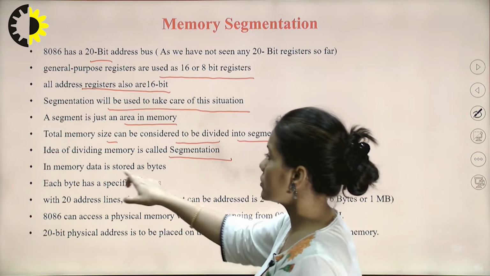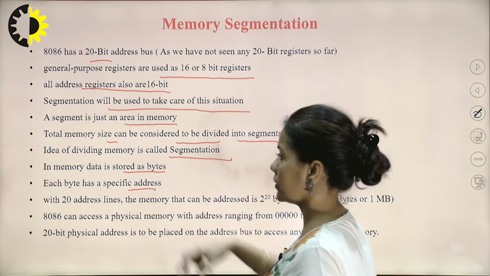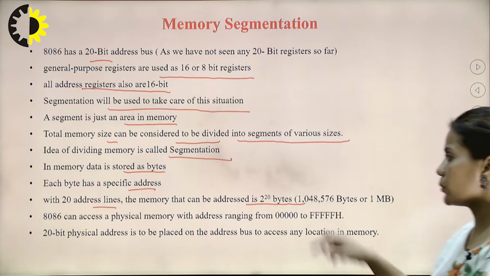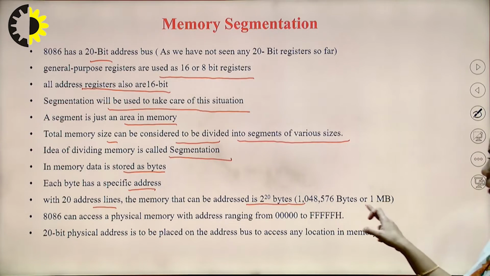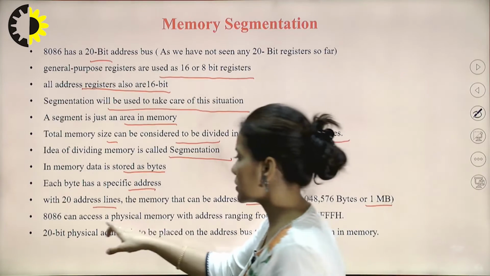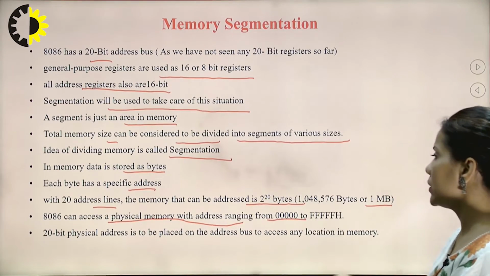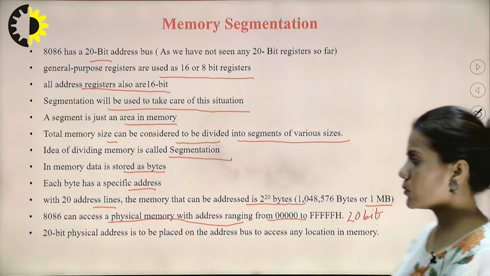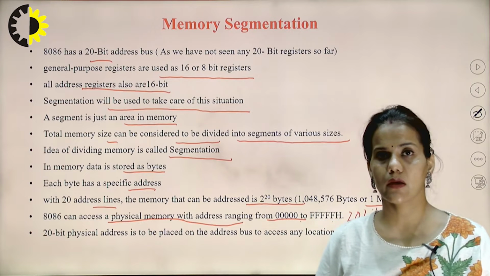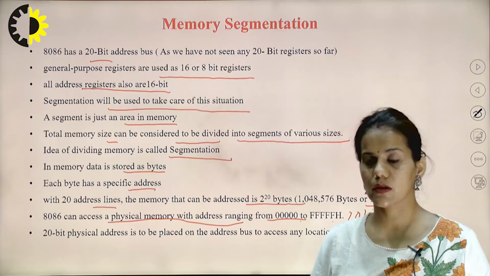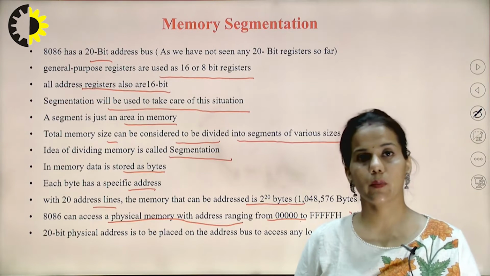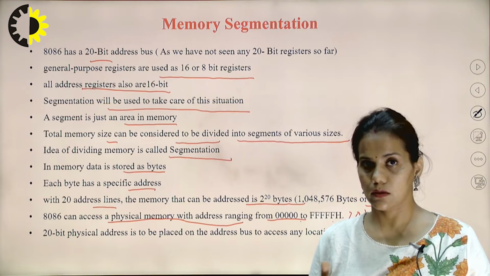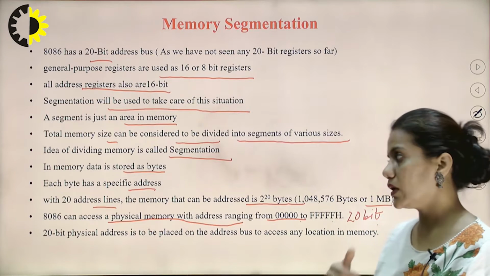In memory, data is stored as bytes, and each byte has a specific address. With 20 address lines, the memory that can be addressed is 2 raised to the power 20 bytes, that is 1 megabyte. So 8086 can access a physical memory with a 20-bit address. Since all the address registers are 16-bit and we have to access 1 megabyte of memory space using the 20-bit address lines, how is it possible? We'll have a discussion over it.